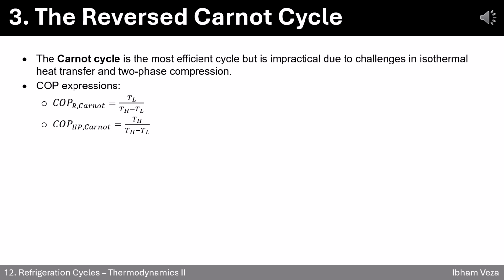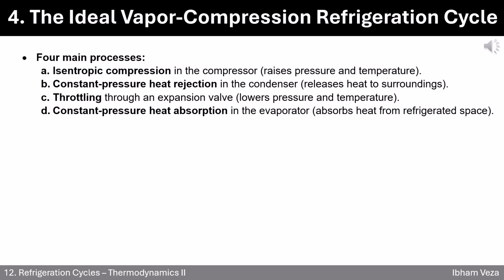The equations are simple. For refrigerators, COP depends on how cold the low temperature is. For heat pumps, it depends on how hot the high temperature is. But real systems always fall short of Carnot's perfection. So study the Carnot cycle for understanding the limits, not for designing real machines. 4. Break it down into simple, powerful steps.